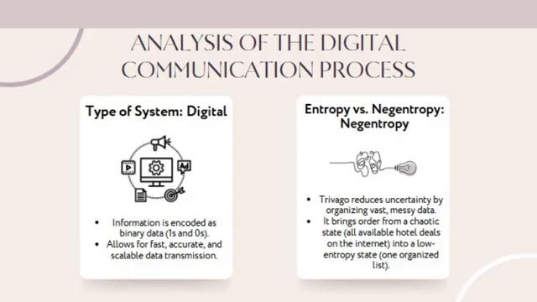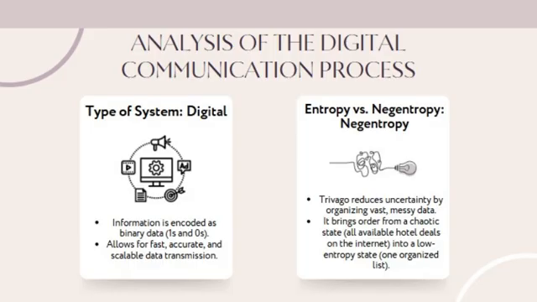First, let's look at the type of communication. Trivago's system is entirely digital. It encodes all information, currently hotel prices and availability, into binary data transmitted across the internet. This allows for speed and accuracy that an analog system simply can't match.